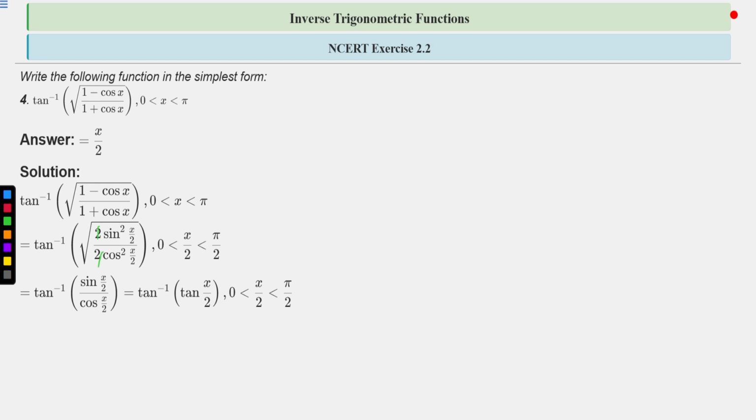Clear? And we will write tan inverse tan x by 2 because sine x by 2 upon cos x by 2 is basically tan x by 2. Now see, x was between 0 to pi, therefore x by 2 is belonging to 0 to pi by 2, right? Therefore we can write tan inverse tan x by 2 as x by 2, right? So the correct answer will be x by 2, right?